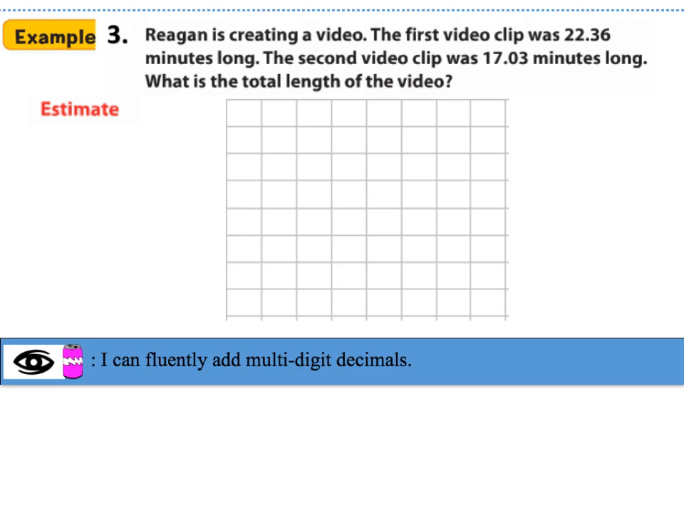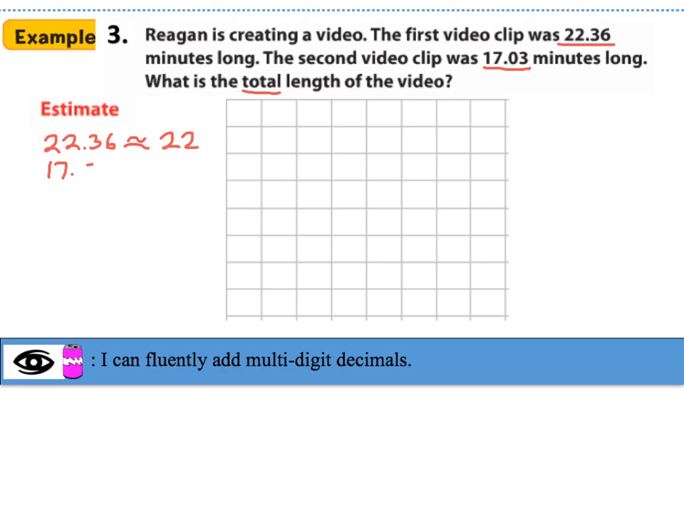The first thing we want to do is underline the word total, because total is another keyword for adding. So we're going to add the numbers that they've given us in this word problem. The first video clip was 22 and 36 hundredths, and the second video clip was 17 and 3 hundredths minutes long. Let's go ahead and estimate our answer. 22.36 is approximately close to 22. Or if you think of $22.36, it's close to $22.